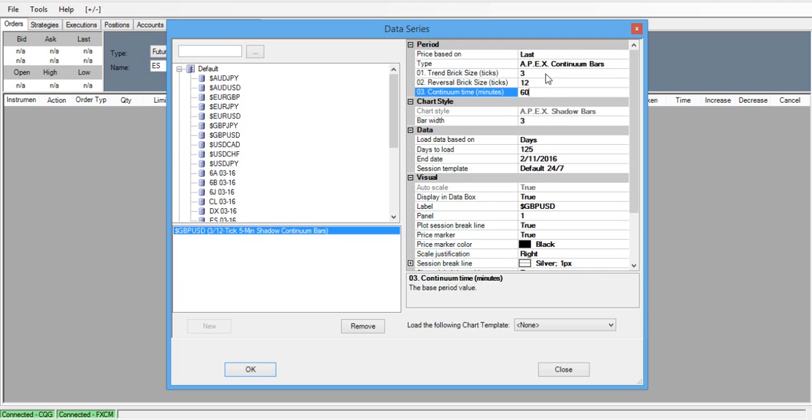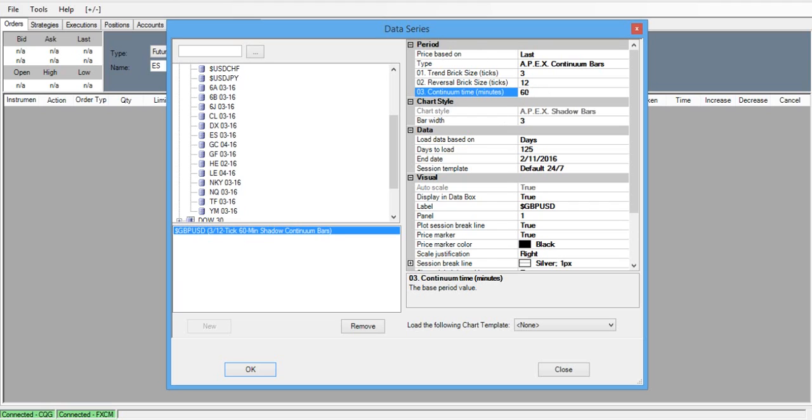If you were trading, let's say, a futures contract like NQ for the NASDAQ or YM for the Dow, had you selected that instead, what we would use there is 3, 12, 15, on futures. So on Forex, 3, 12 and 60. On futures, 3, 12 and 15.